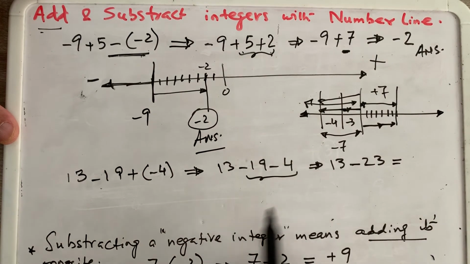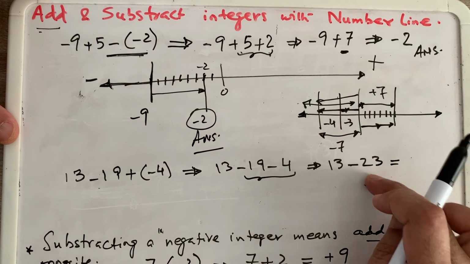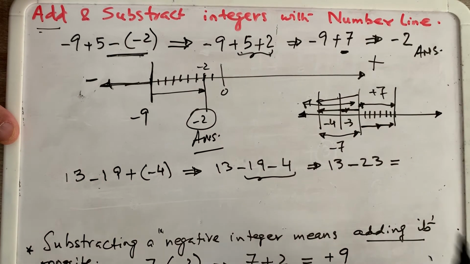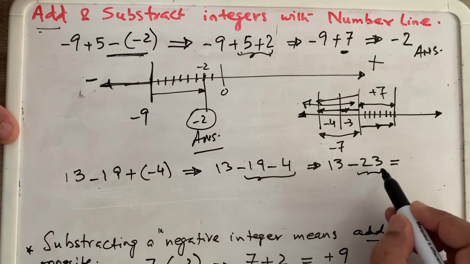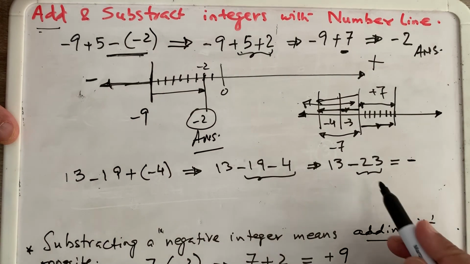So if I move 13 positive and then 23 negative, I will be having a subtraction, right? But which way will I end up? I will be ending up in a negative direction because the negative quantity is more, right? So my answer will be negative because the negative quantity is more.